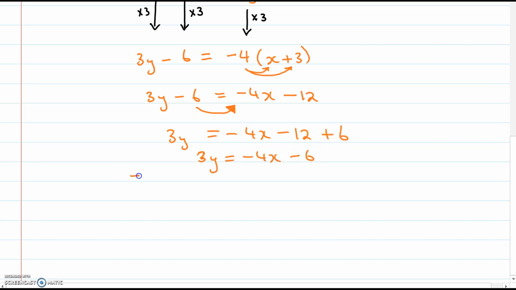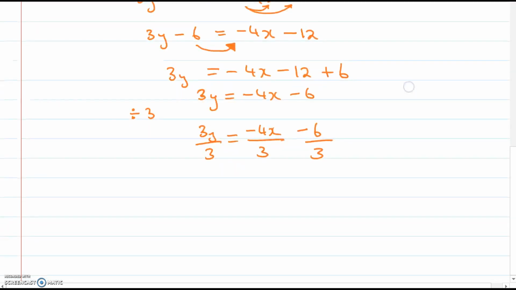And then to get y on its own, final step, we divide by 3. 3y divided by 3 is equal to negative 4x divided by 3 minus 6 divided by 3. And this time, because this is going to be our final answer, we should simplify it. 3y over 3 is y. Negative 4 over 3x minus 6 over 3 is 2. Okay.